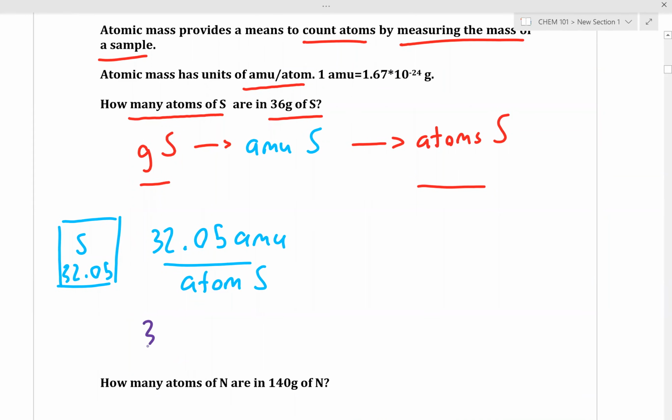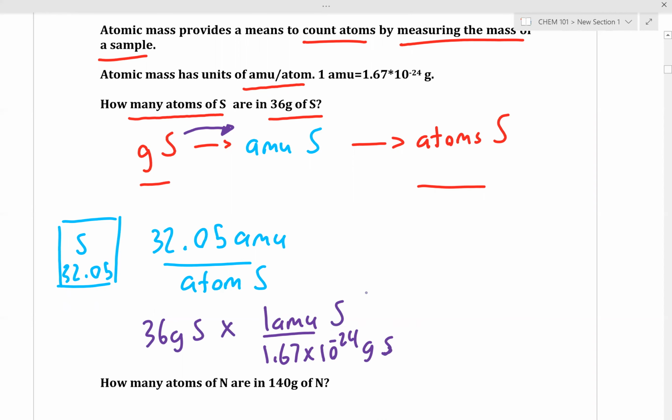So starting off, we have 36 grams of sulfur. And my question to all of you: if we're going from grams to AMUs, what units need to be on top? AMU. So we have 1 AMU per every 1.67 times 10 to the negative 24th grams of sulfur, exactly right. So we're converting from grams to AMU.